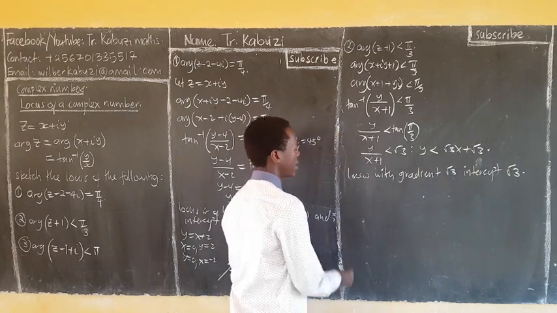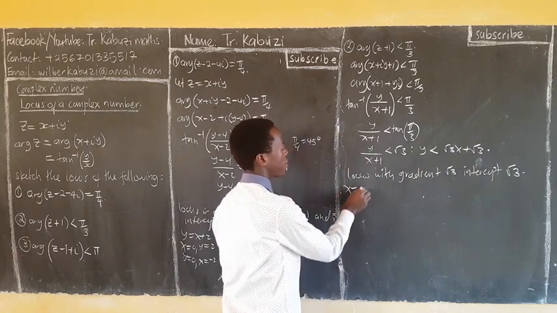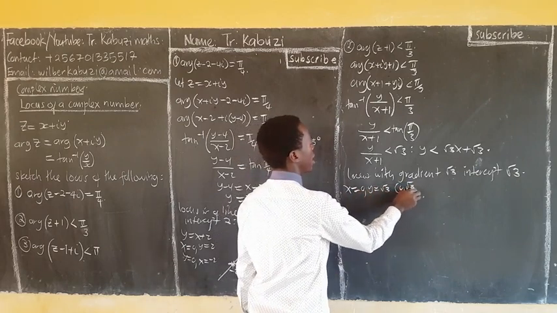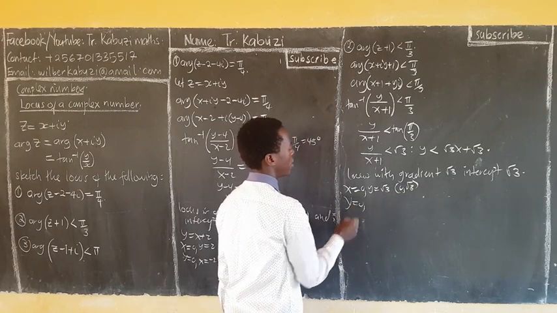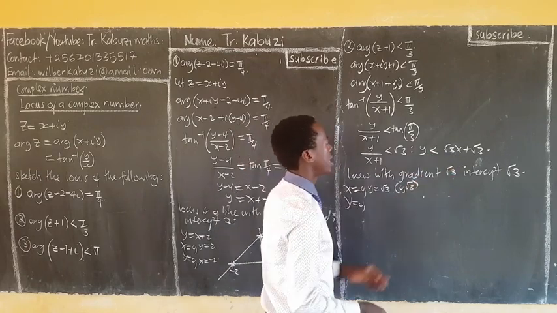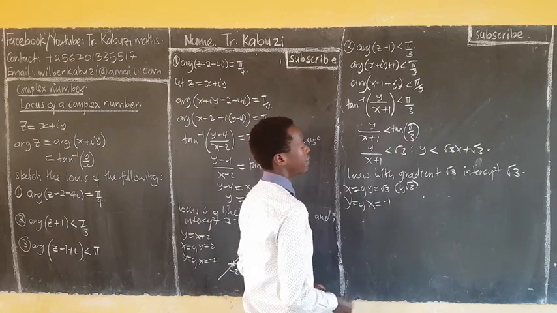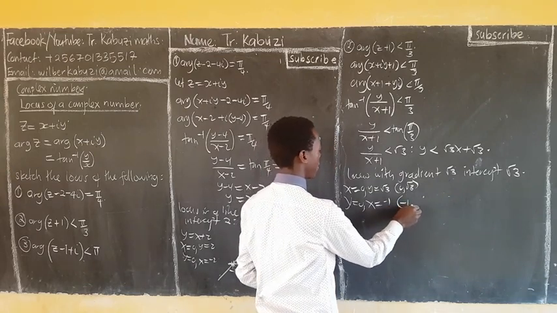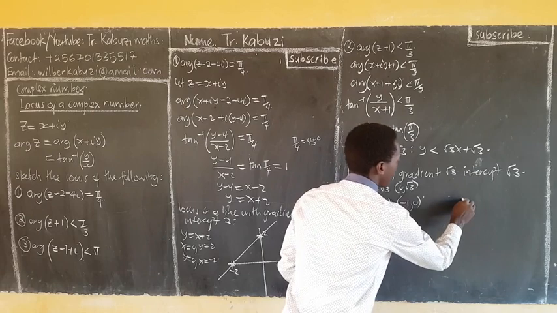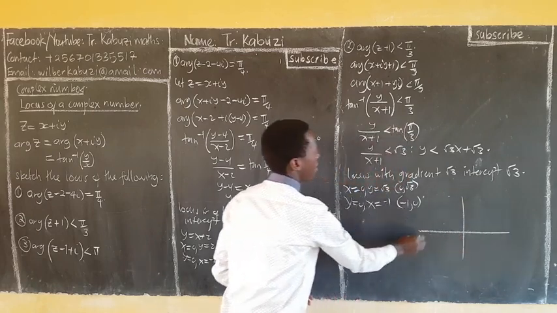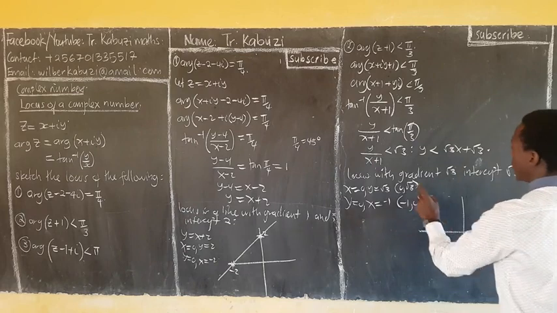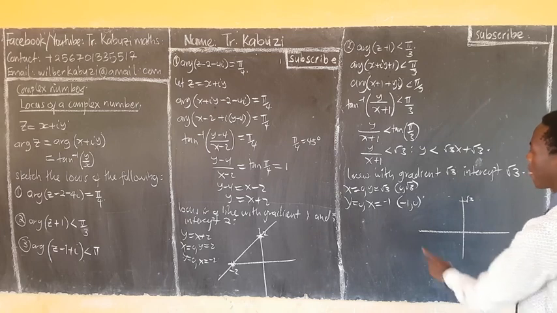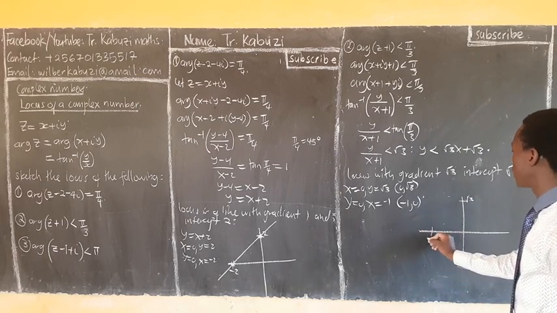To sketch it, when x is 0, your y will be root 3. I want the points, so this is the point (0, root 3). And when y is 0, my x will be negative 1, so the point is (negative 1, 0). To sketch them, you just come and put them on your diagram like this. (0, root 3) is somewhere here, actually this is root 3. Then (negative 1, 0) is somewhere there.